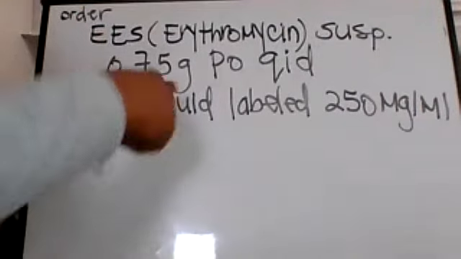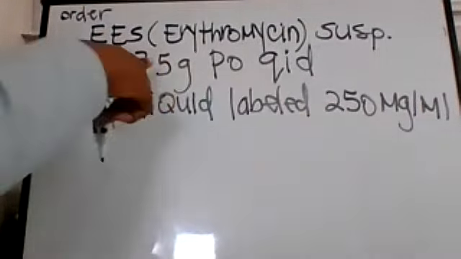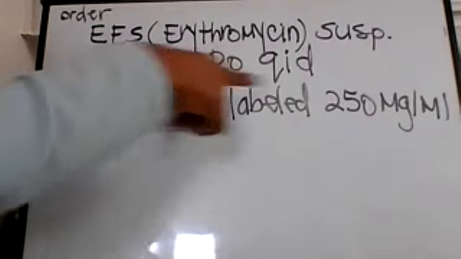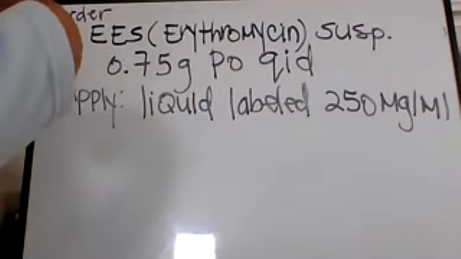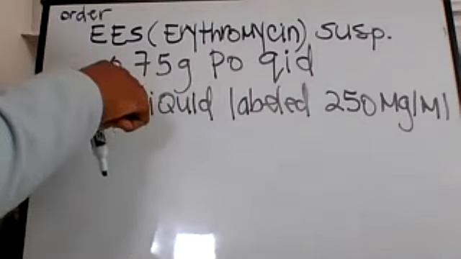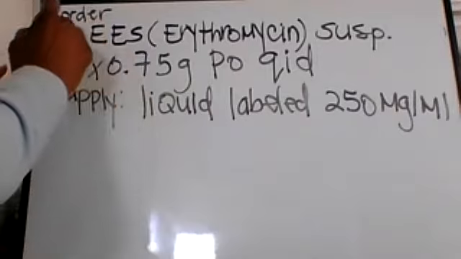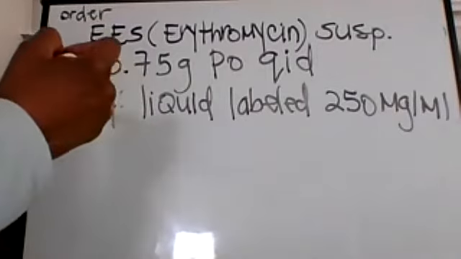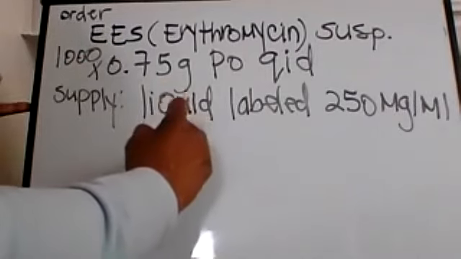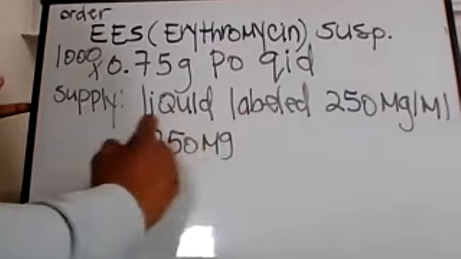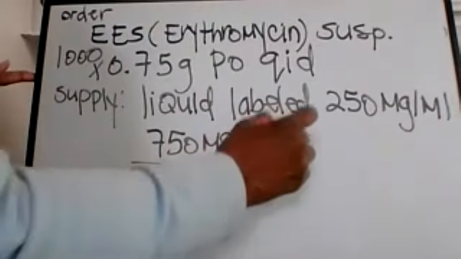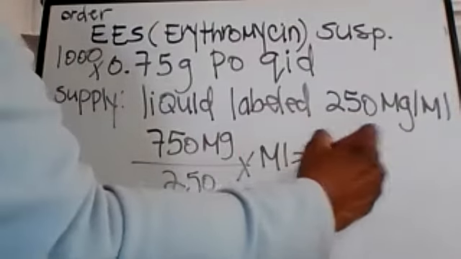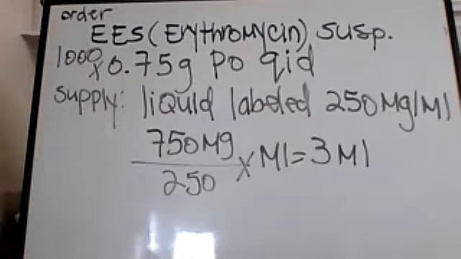So the first step is always to make sure the metrics are the same. These are different. So we have to convert grams to milligrams. Converting grams to milligrams, that means we're going from higher to lower. We have to multiply by 1,000. So we take this 0.75, multiply it by 1,000, and we come up with 750. So that's 750 milligrams divided by 250 milligrams, what we have on hand, times the Q, right? Milliliters, okay? And the answer is 3 milliliters, okay?